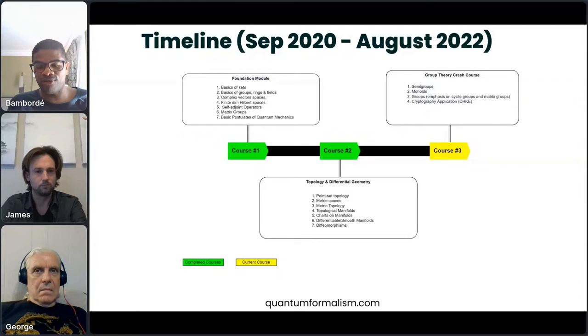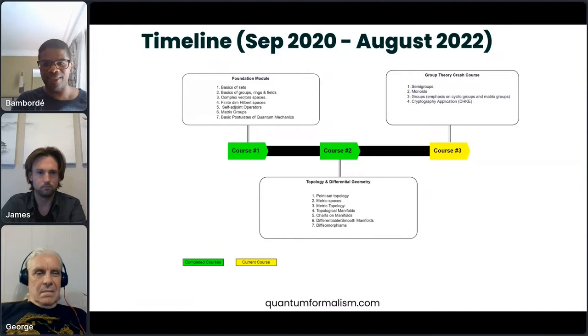So we did the topology and differential geometry. The final piece of the puzzle is to do the group theory, which is what we are doing. I will wrap this up as soon as possible while people are at the same time taking James's course. But yeah, we started on this current course.